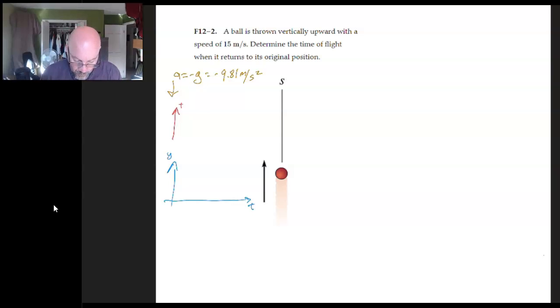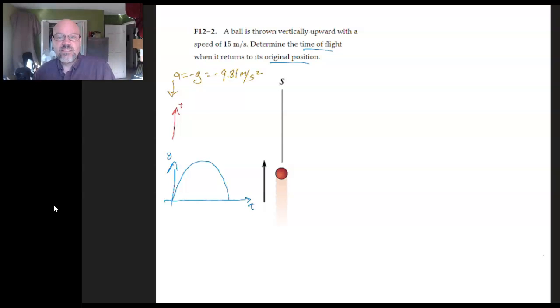The question says determine the time of flight when the ball returns to its original position. So we're dealing with something that's going to look like this. It's symmetric motion, and that gives us a variety of different ways to think about this particular problem. I'm going to show you a couple of ways that we can approach this one.